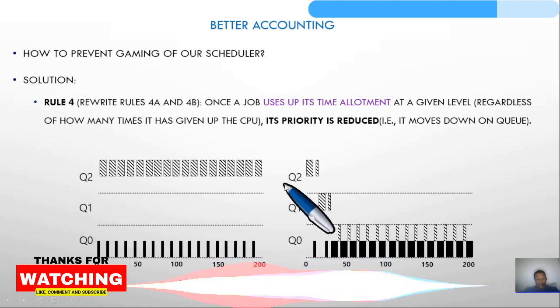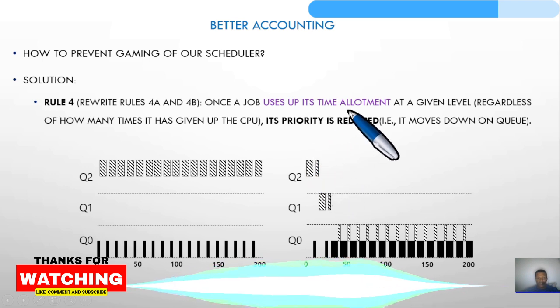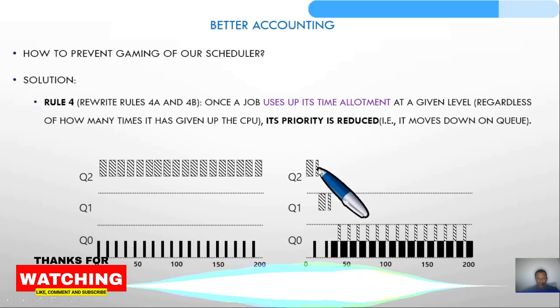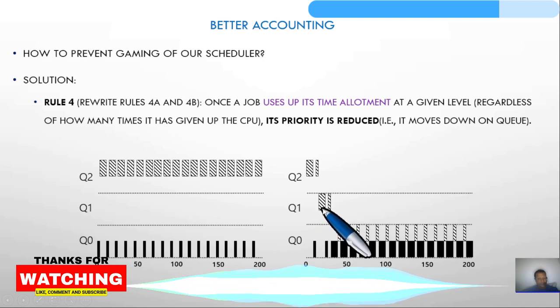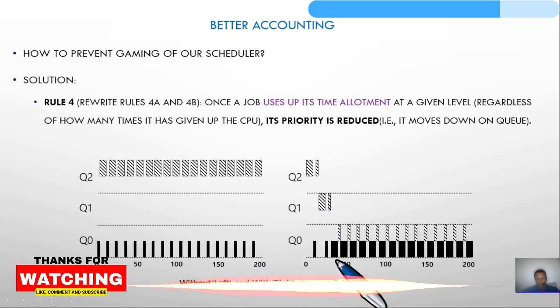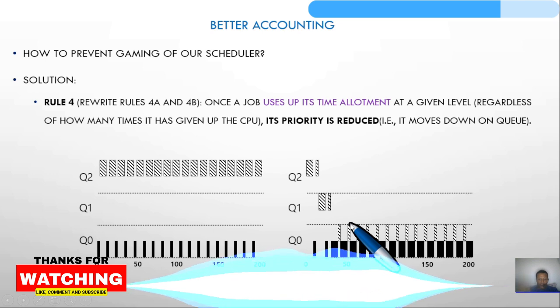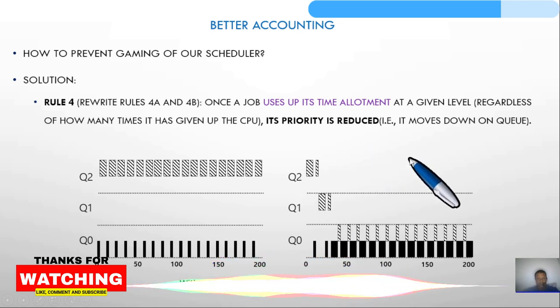But if there is gaming tolerance, the process which is running in the higher queue, once it finishes its time allocation, will go down to the lower queue. Again, after some time, it will go down to the lower queue. So in this way, we can prevent the gaming.